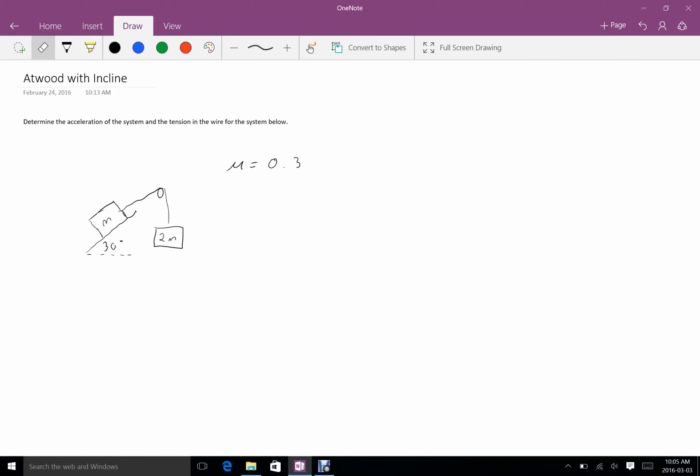Alright, in this video we're going to look at an Atwood machine, or one of these systems of two objects that are tied together or moving together. And this time one of the objects is going to be an incline and it's going to have a force of friction. So we're going to have a lot of little forces going on here.